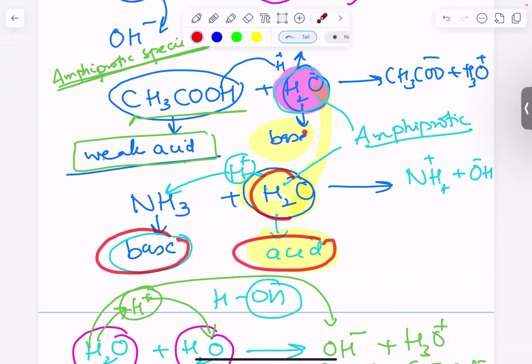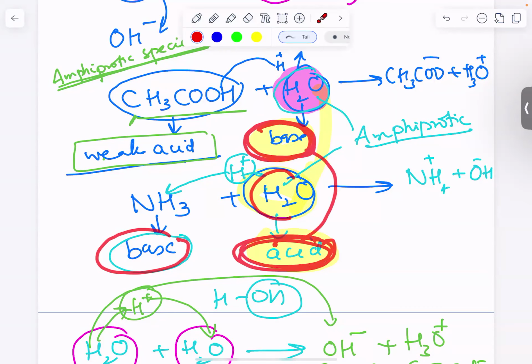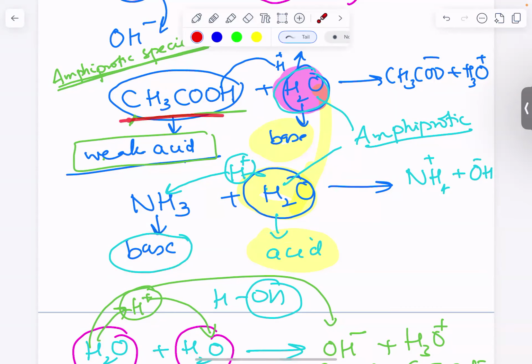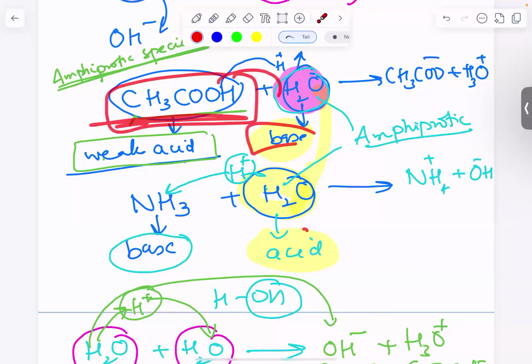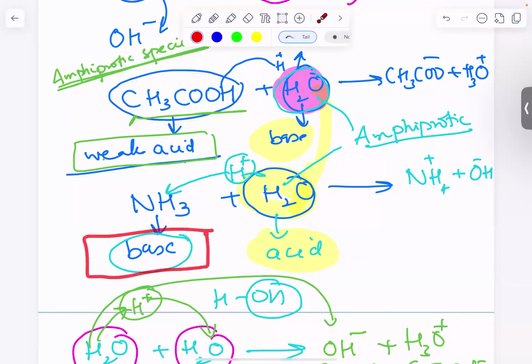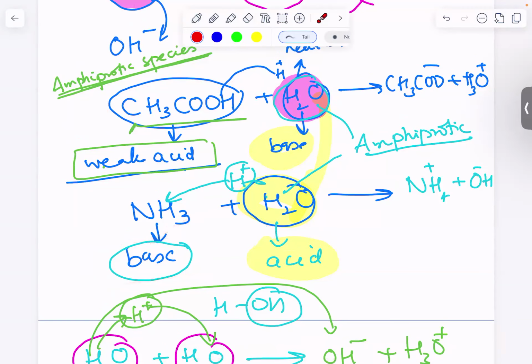So have a look here. Here water is acting as a base and here water is acting as an acid. So it all depends upon the species which is present with water. If a weak acid is present with water, water will act as a base. If water is going to react with a weak base, then water will act as an acid. Can you see that?